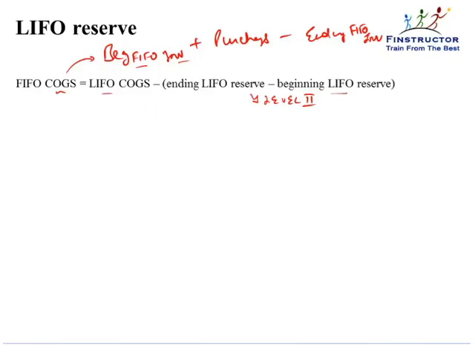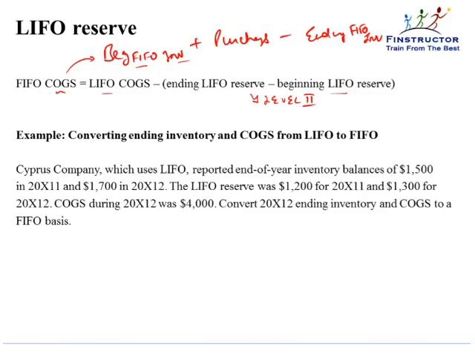Let's do a quick example and wind up the concept. Cypress Company, which uses LIFO, reported an end of year inventory balance of $1,500 in 2011 and $1,700 in 2012. The LIFO reserve was $1,200 for 2011 and $1,300 for 2012. The cost of goods sold during 2012 was $4,000. Convert 2012 ending inventory and COGS on a FIFO basis.